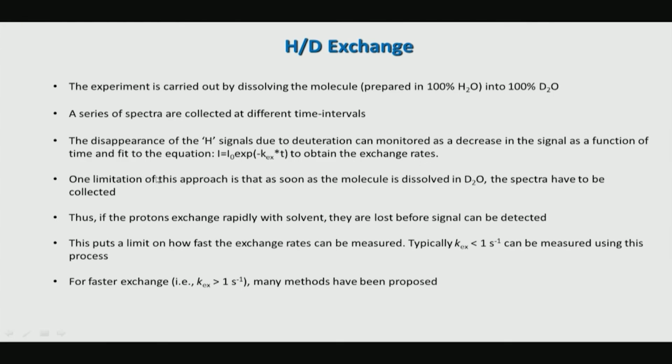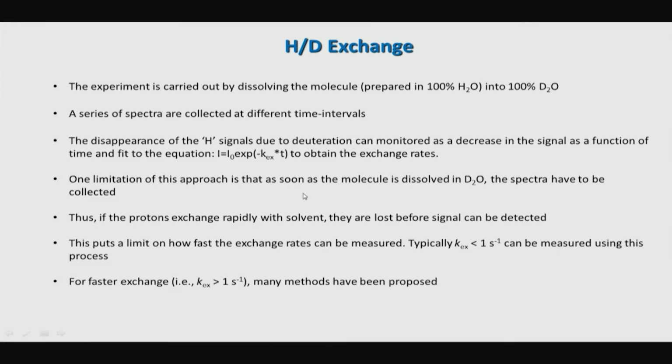But what is the limitation of this approach? The limitation is that as soon as you dissolve in D2O, all the NHs will start exchanging with the D2O. So, if there is a very fast exchange, by the time you record the first spectrum after dissolving, your signal would have already gone to 0, because that exchange would have been very fast for that proton, and that proton disappears from the spectrum. When it is completely absent, you cannot measure this profile because you do not have any intensity measurement. So, that is the big drawback.